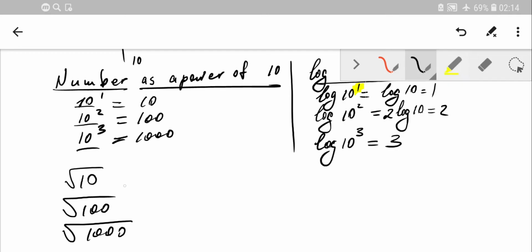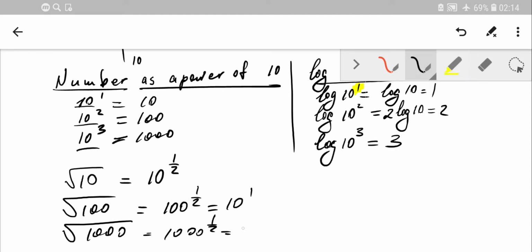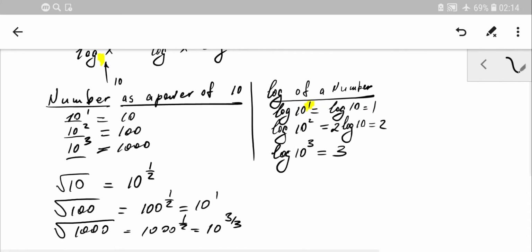All right, so let's see what we've got if we use the power notation. In index form, we'll get 10 to the power 1 over 2. In this case, we'll get 100 to the power 1 over 2. However, that is 10 squared to the power 1 over 2, which is just 10. And here we'll get 1000 to the power 1 over 2, but 1000 is 10 cubed, so we'll get 10 to the power 3 over 2. And again, if we take the log of the number, we'll get the following. Here we'll get log base 10 of 10 to the power 1 over 2. That's simply 1 over 2.